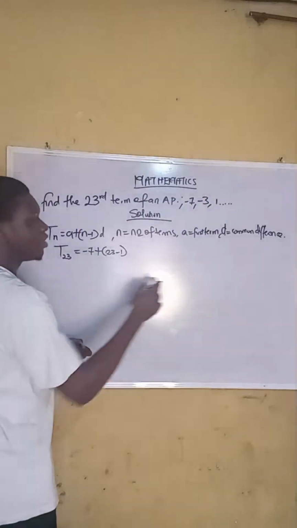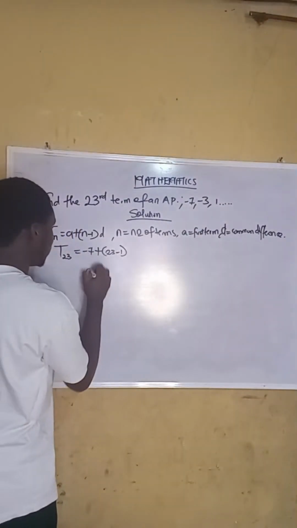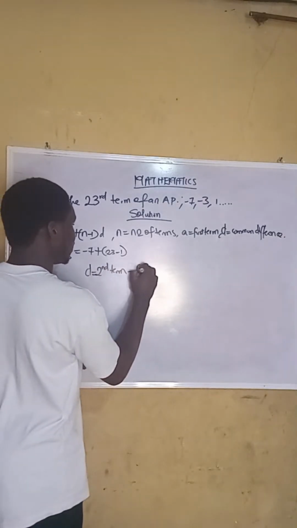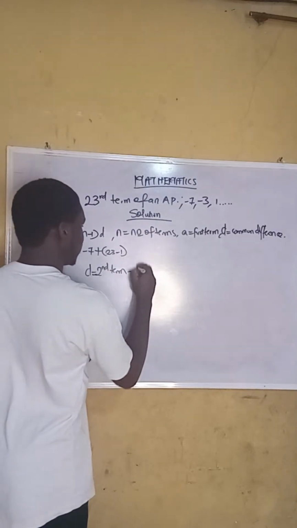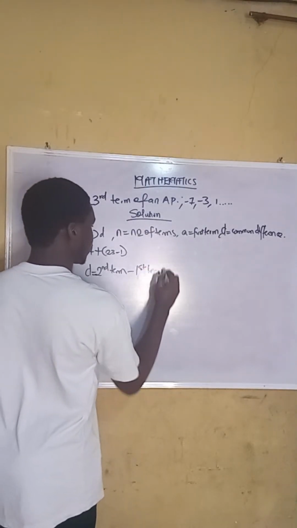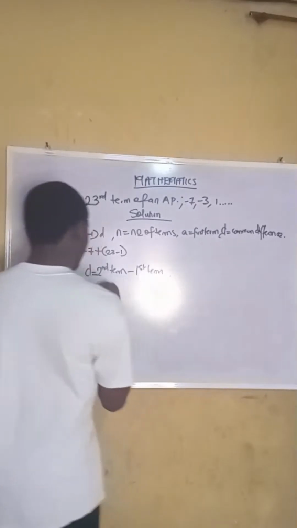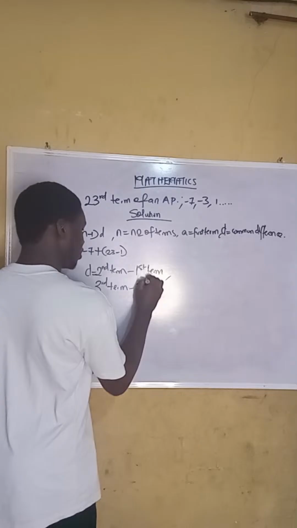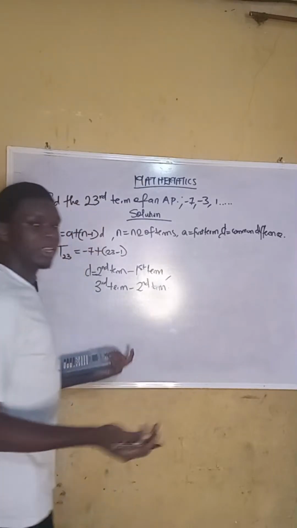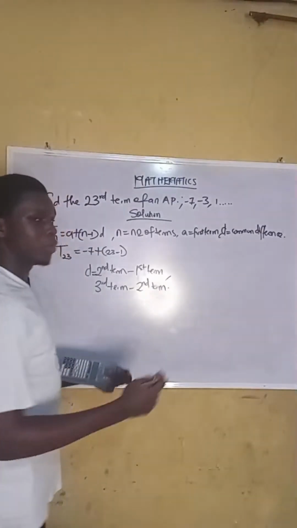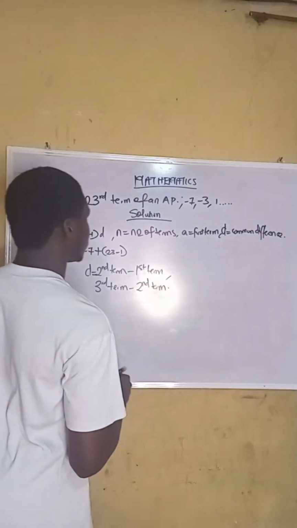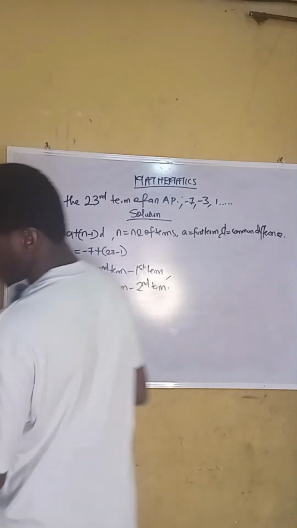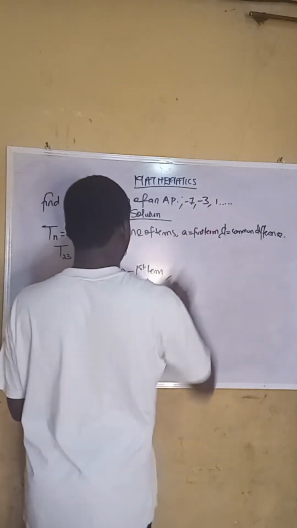Now, for you to calculate the common difference between these two, you can say d is equal to second term minus first term, or you can say third term minus second term. Whichever formula you use, you are correct. So now, let's check it out together. Look at this closely, right?